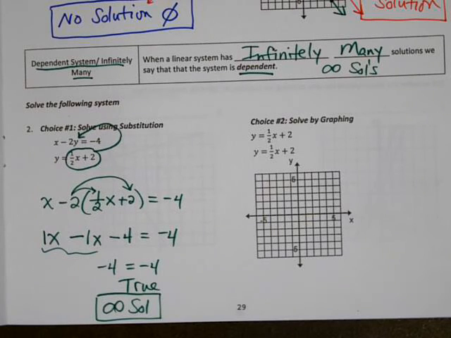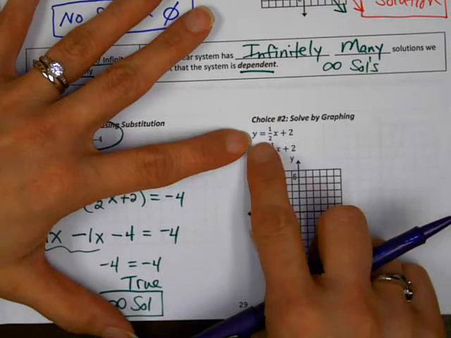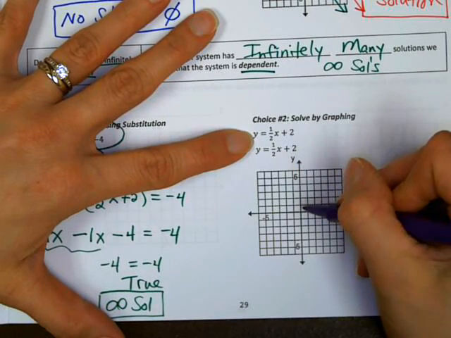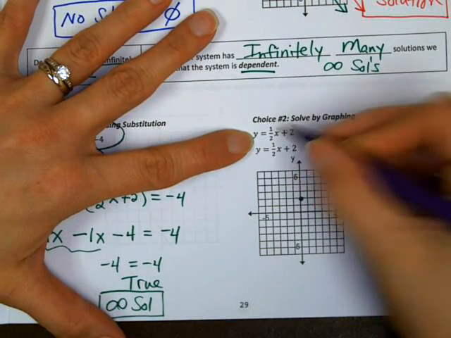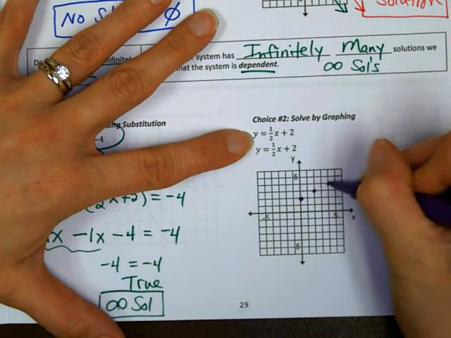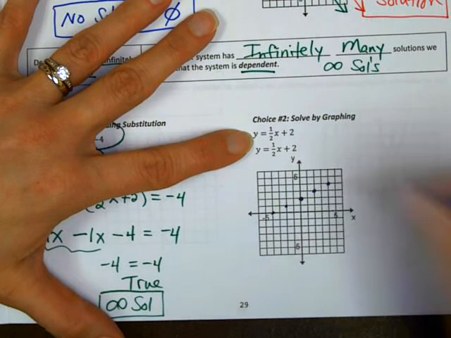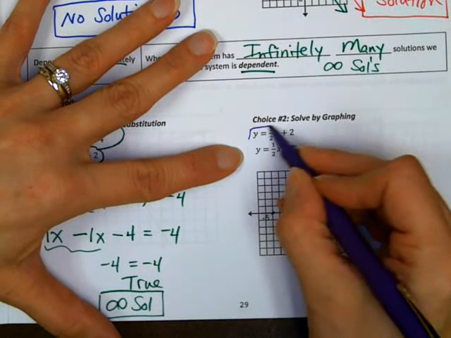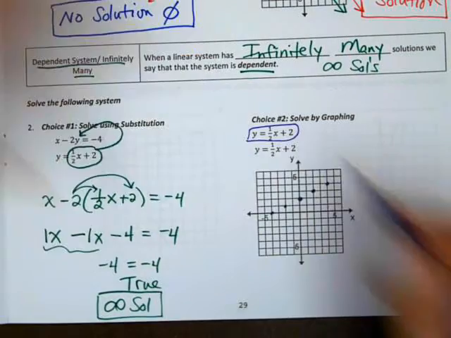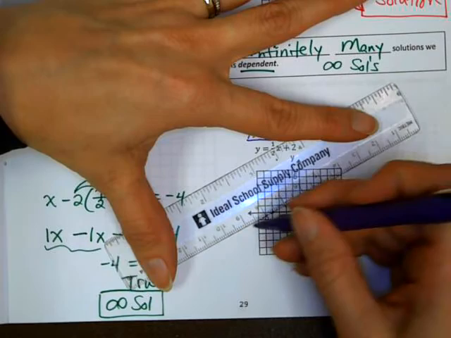Let's go over here. I'm going to graph line number 1: 1/2 x plus 2. So I'll start at the 2. I'm going to go up 1 over 2, down 1, left 2. And I'll color code the first line for you: it is purple.